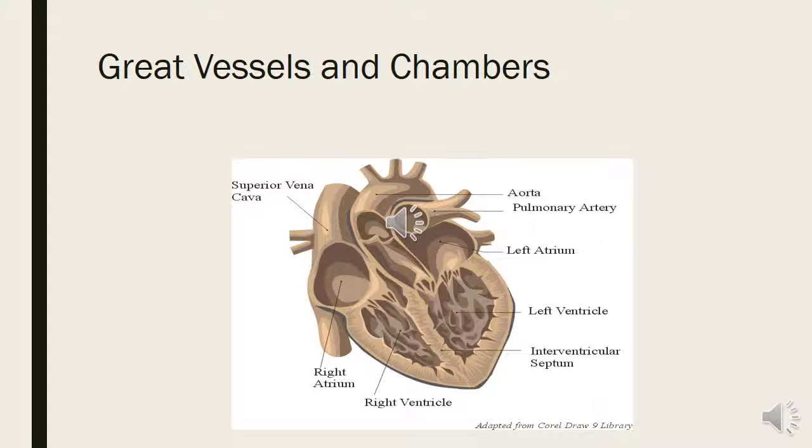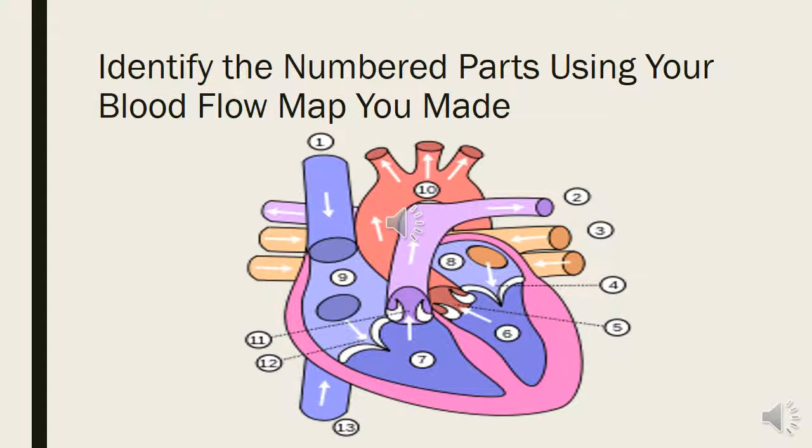This is just a general review of the anatomy of your heart. You had a homework assignment which included a blood flow map that you made. If you'll get your blood flow map out, you can compare as we go over this structure of the heart, to see if you did it correctly. Someone tell me what number 1 is. That's correct. The superior vena cava, returning blood to the heart from the head.